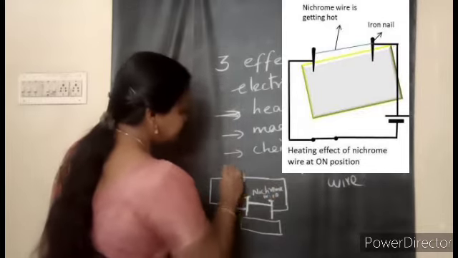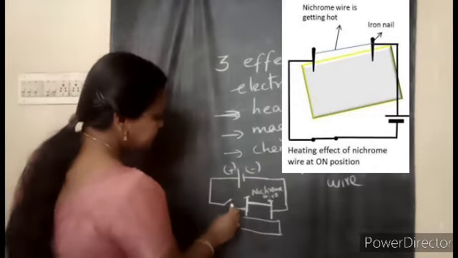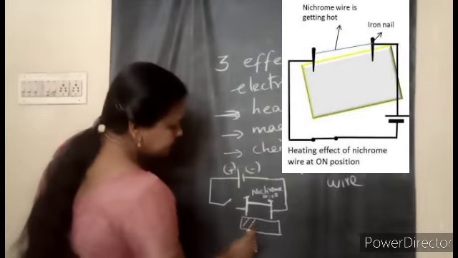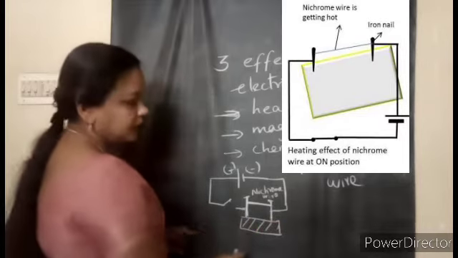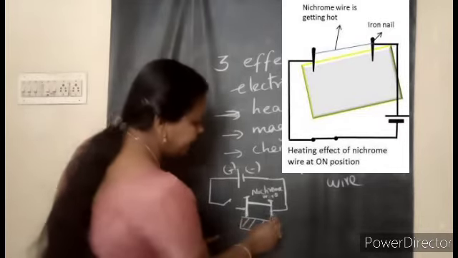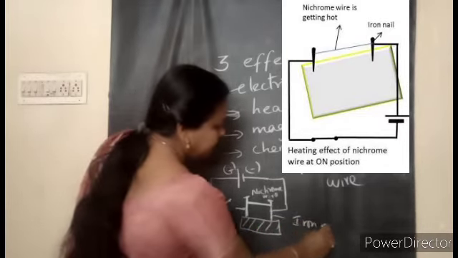Nichrome wire. Here this is the cell. This is the circuit, it is open. It's just a stand, a cardboard or something, to hold both the iron nails. These are the iron nails.